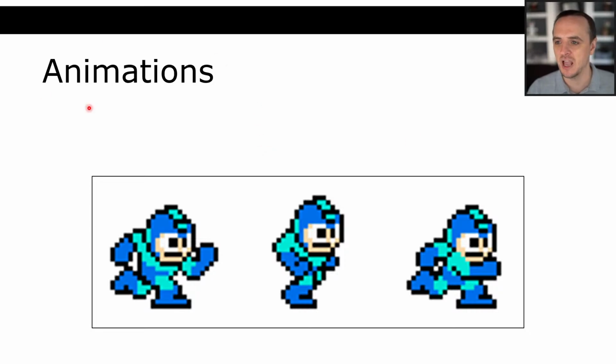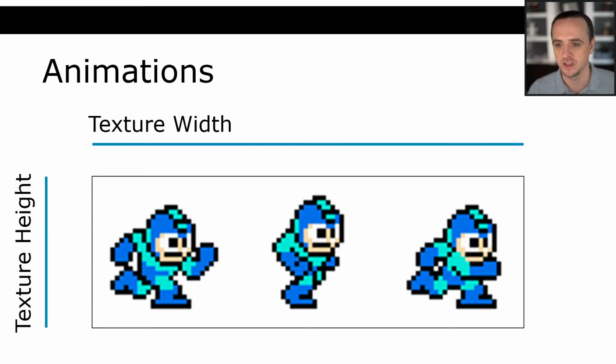So how are we going to implement animations? Well, we are going to have a texture that stores each frame of animation. That texture is going to have some sort of width, right? So this is the width of the texture. It's also going to have a height.